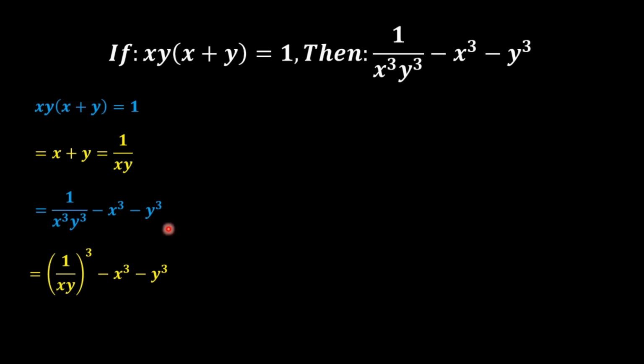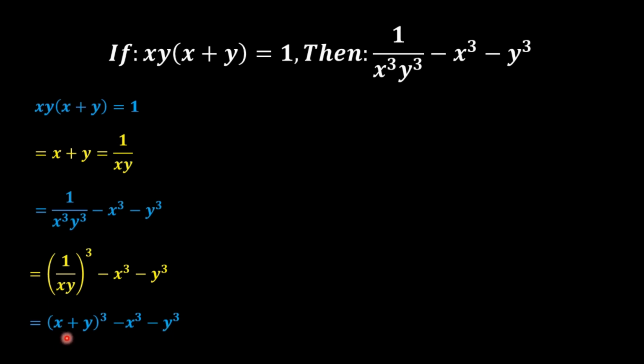Now from our given equation, xy into x plus y equal to 1, we derived the value for x plus y, which is equal to 1 over xy. So here we replace 1 over xy with x plus y. As a result, we get x plus y whole cube, because we replace 1 over xy with x plus y. The cube remains the same, and the remaining part of the expression remains the same.